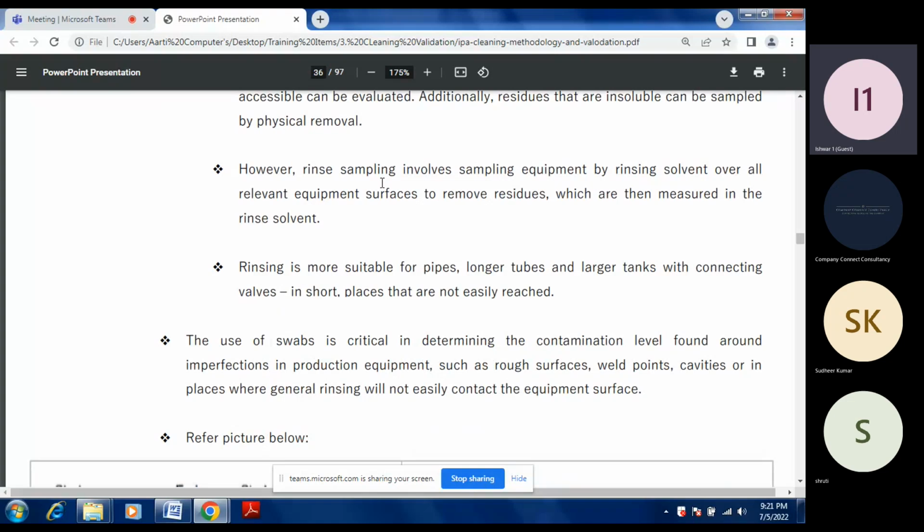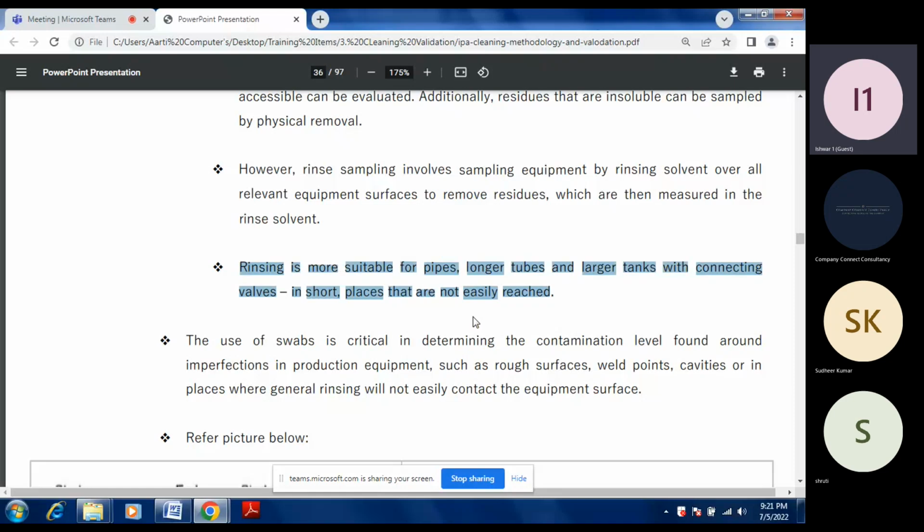However, rinse sampling involves sampling equipment by rinsing a solvent over all the relevant equipment surfaces to remove residues, which are then measured in the rinse solvent. Rinse is more suitable for pipes, as I told you where rinse sampling is applicable. So rinse is more suitable for pipes, longer tubes, and larger tanks with connecting walls, in short, places that are not easily reachable.